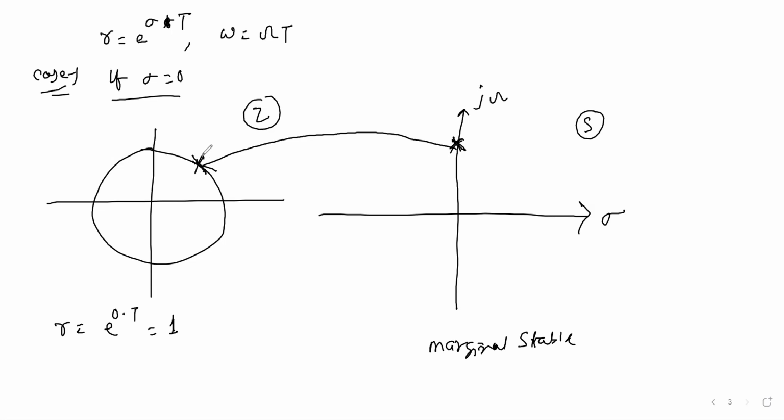If poles lie on the surface of the unit circle, what type of system is it? Again, it is marginally stable. Yes or no? Again, it is marginally stable. Now see, a marginally stable system in the S domain maps to a marginally stable system in the Z domain.